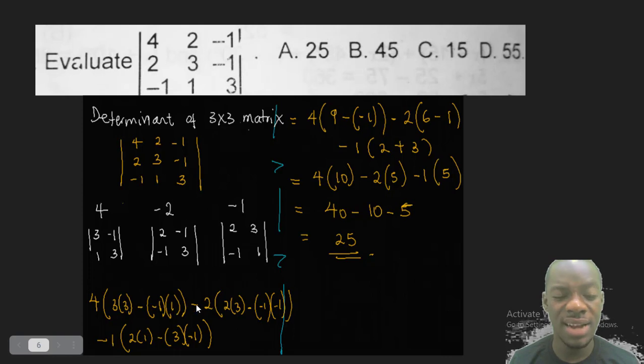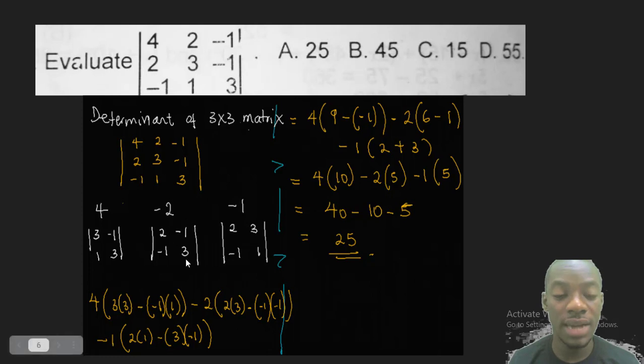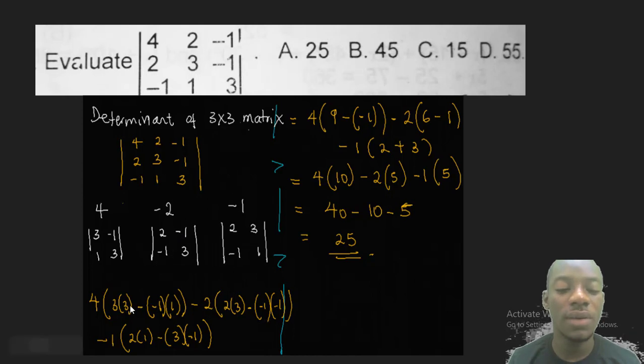Okay, then the next one is minus 2 itself, then I have 2 times 3, and that's what I have here, minus, then the 2 guys here are minus, so it will become minus 1 times minus 1, and that's what I have here. Then minus 1 itself, then 2 times 1, then minus naturally, then 3 times minus 1, and that's what I have here. And then if you solve further, you'll be getting 4 in bracket, 3 times 3 is 9, minus 1 times 1 is minus 1. Can you see that? Bracket close.